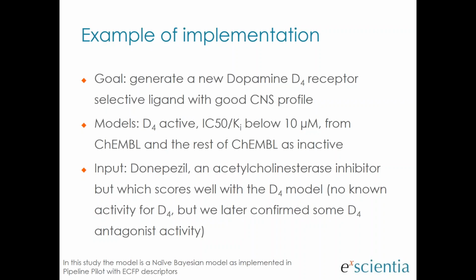And we need some compounds to transform. So what we did was to take all the drugs and use a multi-categorical model and see if we could predict a target which was not known for the particular drug. And we found that this drug called donepezil, an acetylcholinesterase inhibitor, scored very well for our dopamine D4 model, but there was no activity reported for it. We confirmed the activity and we decided to use this as a starting point and improve that side activity.